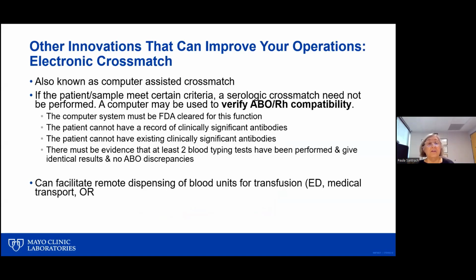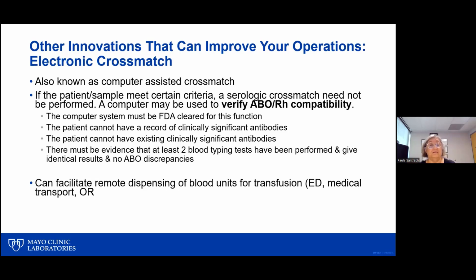Other innovations that can improve your operations: we now have what's called the electronic cross-match, or what they call a computer-assisted cross-match. If a patient sample meets certain criteria, you don't need to do a serologic cross-match, which may take a significant amount of time. A computer can be used to verify ABO/RH compatibility if the patient doesn't have clinically significant antibodies, either existing or in the past, if you've got a computer system that's FDA cleared for that function, and you must have evidence that at least 2 blood typing tests have been performed and give identical results and no ABO discrepancy. This can facilitate remote dispensing of blood units for transfusion.